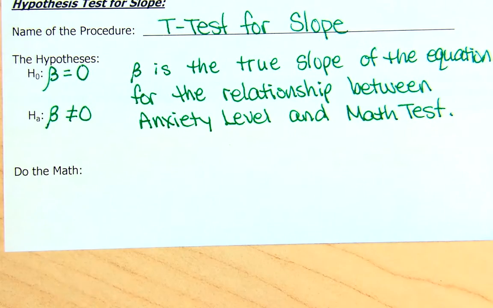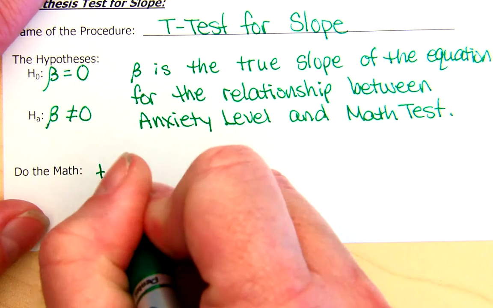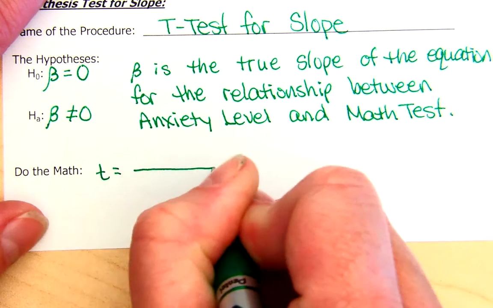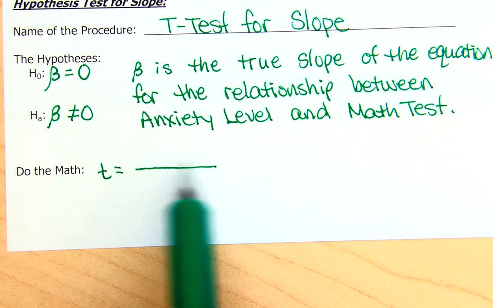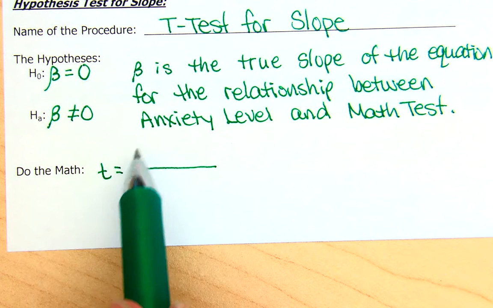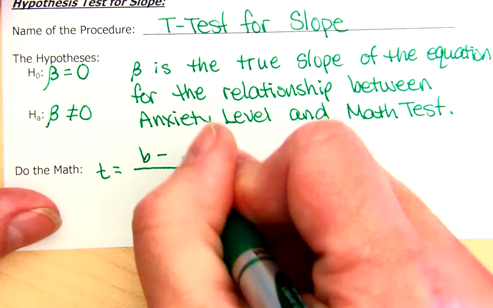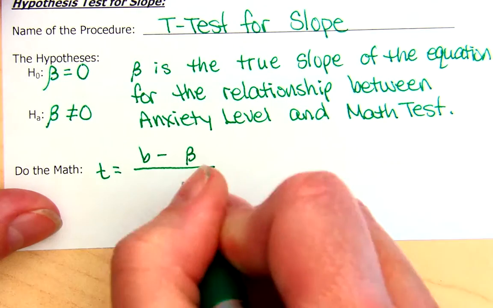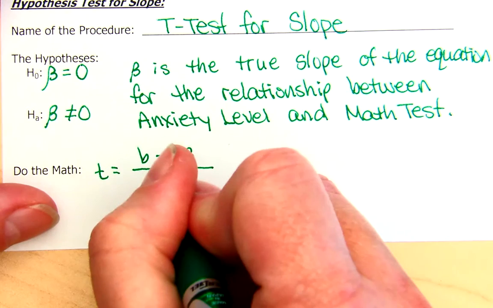For our do the math, the equation looks very much like what we did for the other t-test. For our t-test for means, we have the sample mean minus the population mean, so x bar minus mu. Now we have the sample slope, which is b, minus the population slope, which is beta, all over the standard deviation, which is standard error for b.